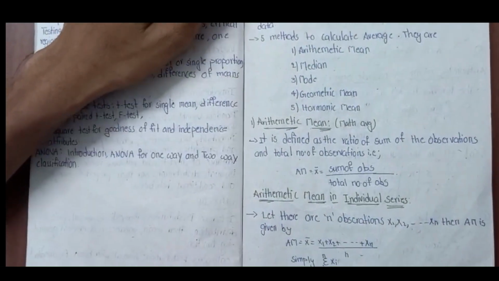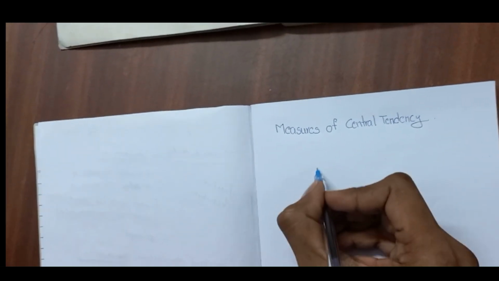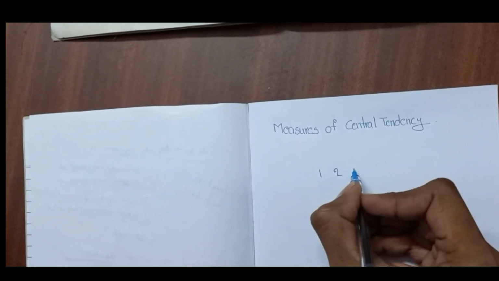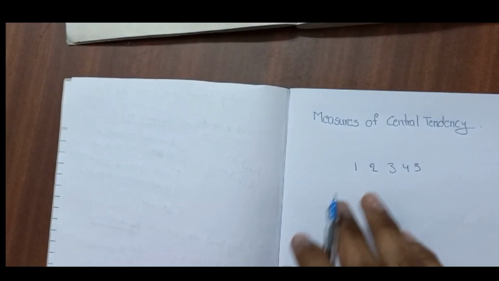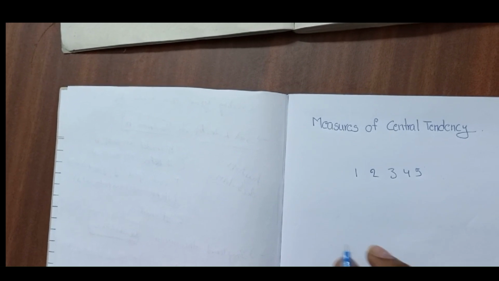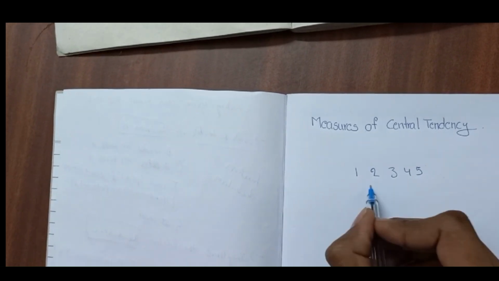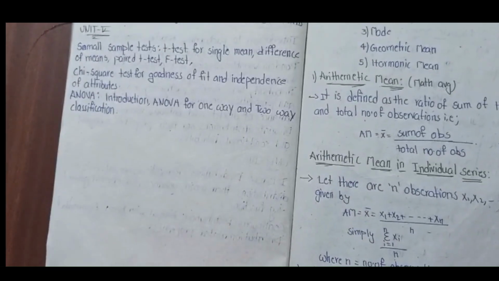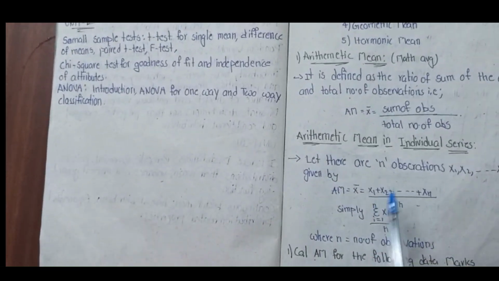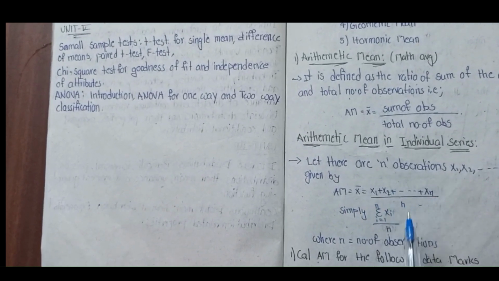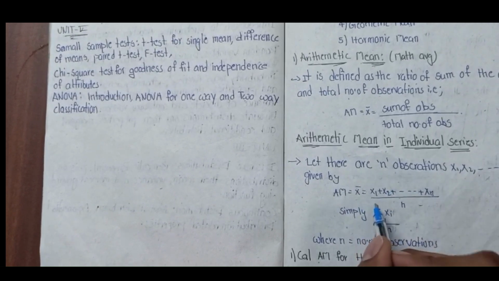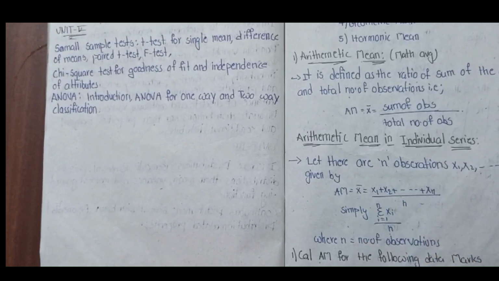First we have to know what an individual series is. If the data is given individually, like 2, 3, and the data is not depending on any frequency or anything, that is said to be an individual series. And here is the formula for finding the arithmetic mean in individual series. Arithmetic mean is equal to the sum of observations divided by the total number of observations, and this is the formula for finding the arithmetic mean in individual series.